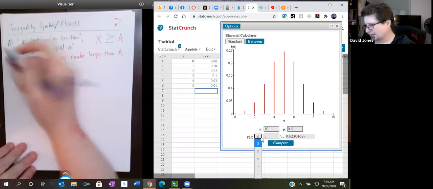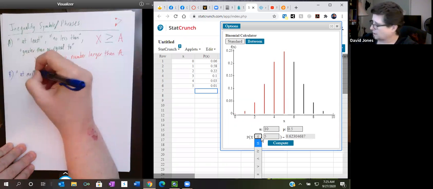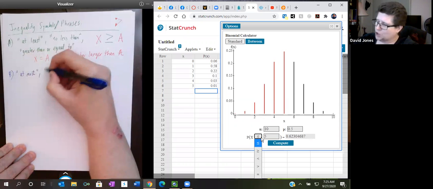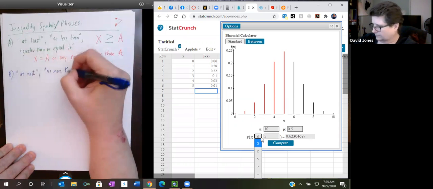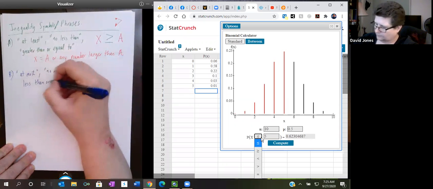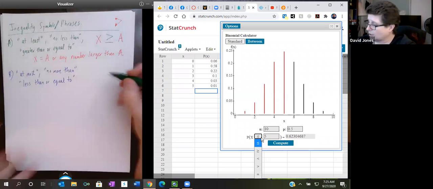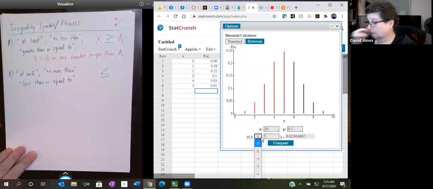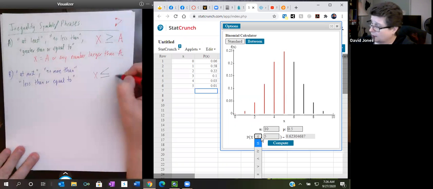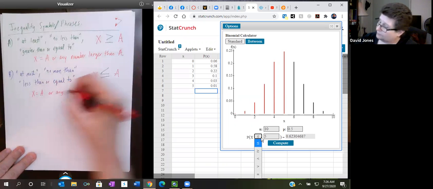Another thing we could see is at most, no more than, or less than or equal to. That one is the symbol going to the left. Or the alligator is biting to the right, the tail is to the left. And if I put the X and A in again, X equals A or any number less than A.